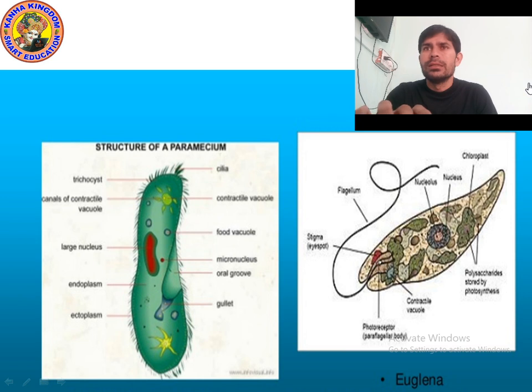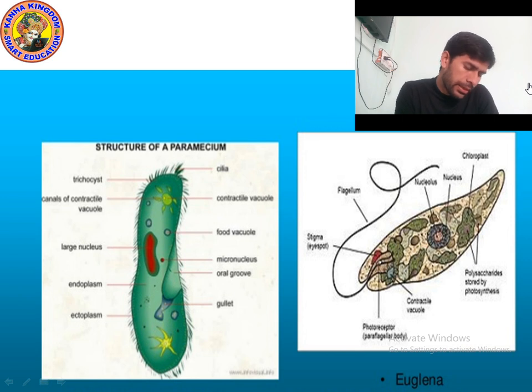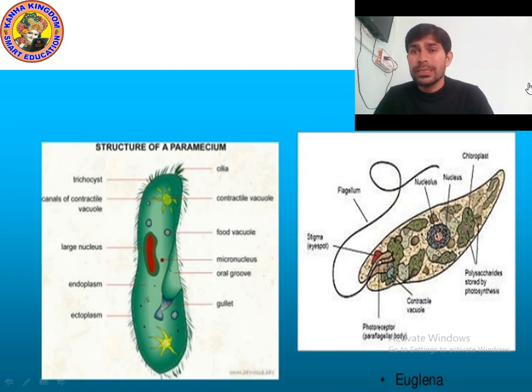Can you see the hair-like structure on paramecium? Yes, at the top, these are known as cilia. Paramecium is surrounded by these hair-like structures, which help in walking. They help in locomotion. They also help in capturing the food.